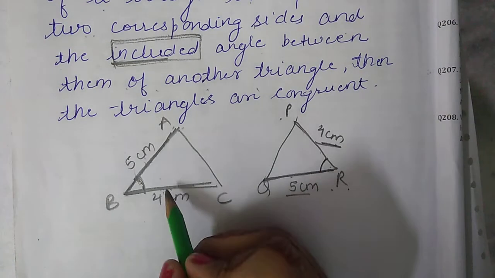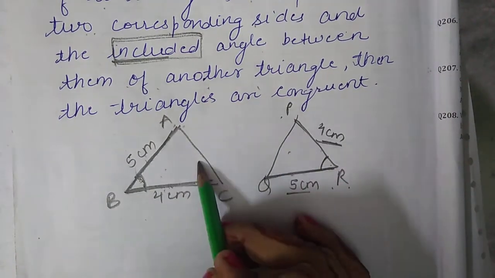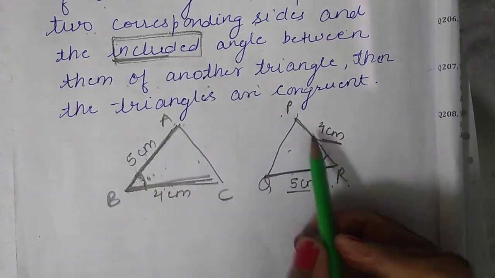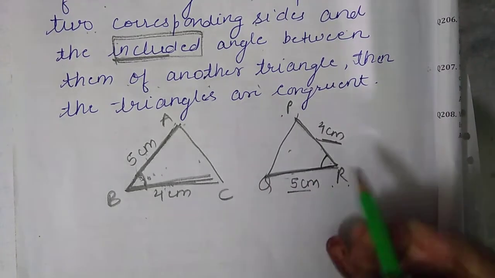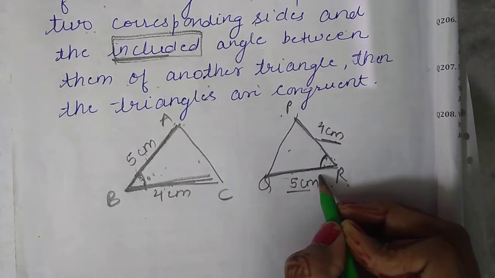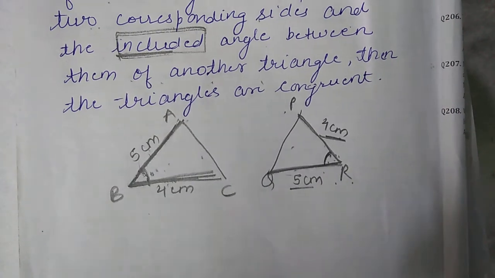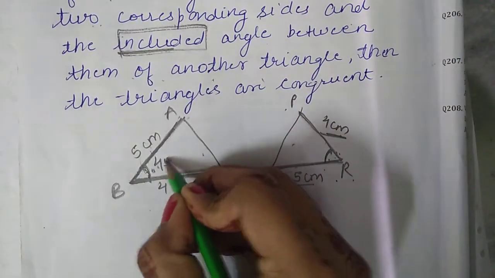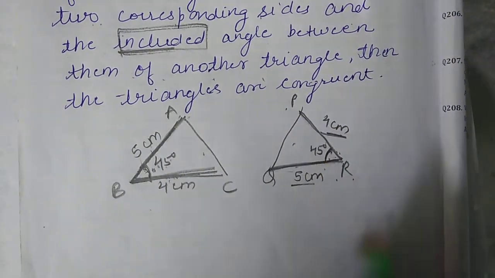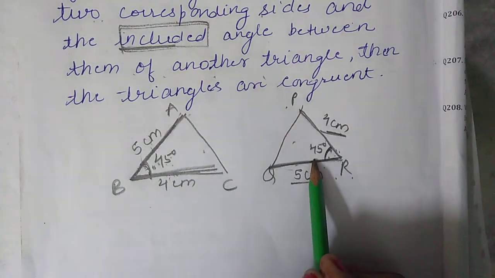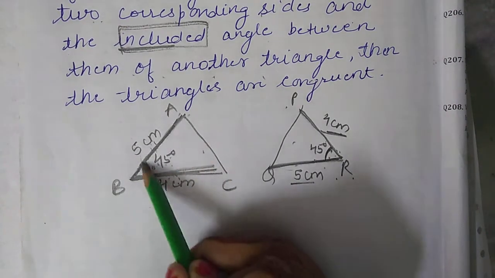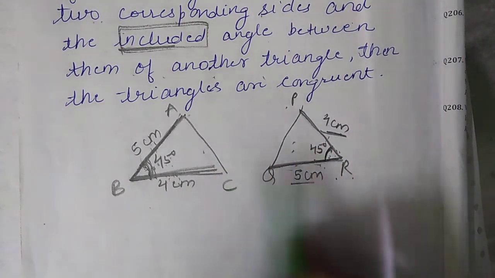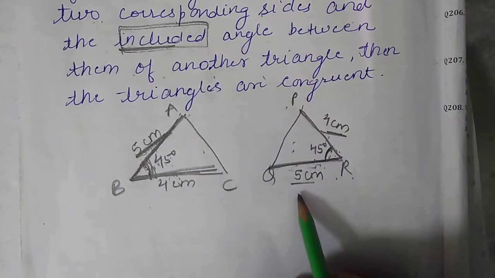Okay. So whenever in two triangles, two sides and one included angle are equal to two sides and one included angle between them, then we can say that triangles are congruent. Okay, let it be 45 degree and this is also 45 degree. So we can say that the triangles are congruent as two sides and the angle between them, and here also two sides and the angle between them are equal to each other. This 5 cm is equal to this 5 cm.